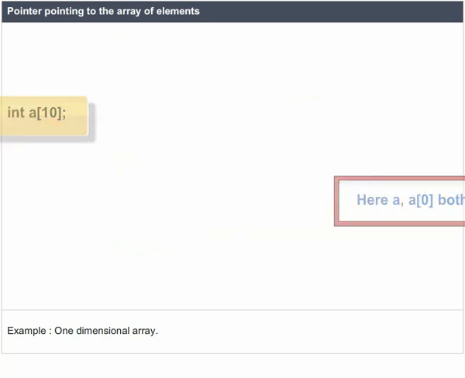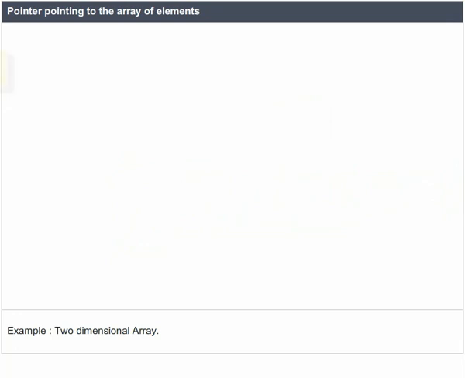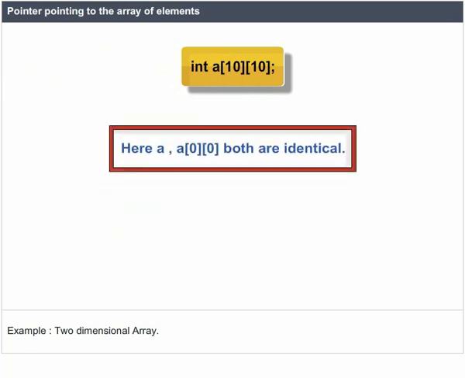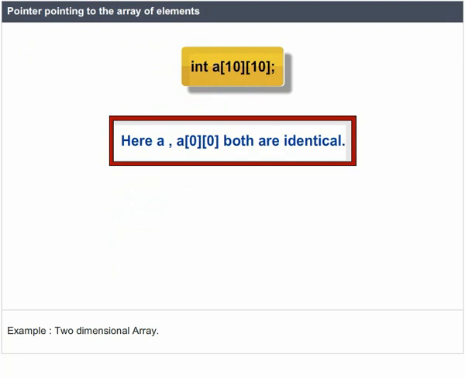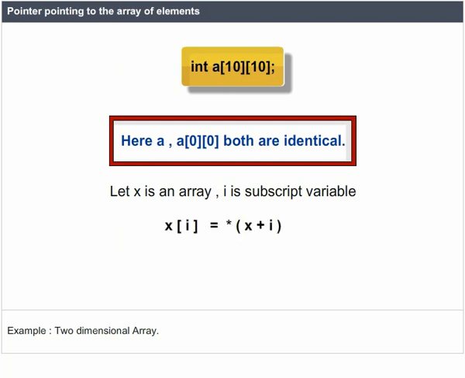Example, two-dimensional array: int a[10][10]; Here a and &a[0][0] are both identical. Let x be an array and i be the subscript variable. x[i] is equal to *(x + i), which is equal to *(i + x), which is equal to i[x].